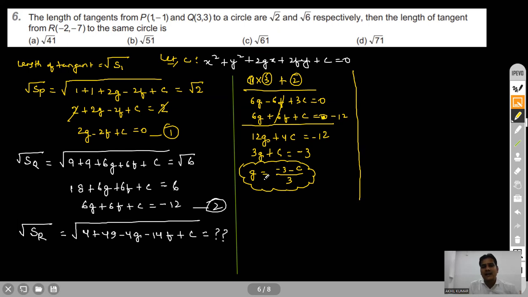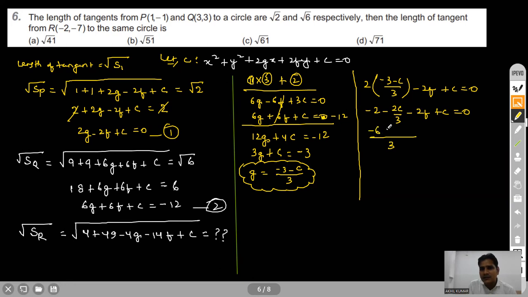Now similarly we find the value of F also in terms of C. So put this value of G in equation 1. So 2 into G, which is (minus 3 minus C) upon 3, 2G minus 2F plus C equal to 0. Okay, so from here we get minus 2, 3 into 3 minus 1, so minus 2, minus 2C upon 3, minus 2F plus C equal to 0. Or this is 3, this is minus 6, minus 2C plus 3C is equal to 2F, right? So 3C minus 2C, C minus 6 upon 6 is equal to F.